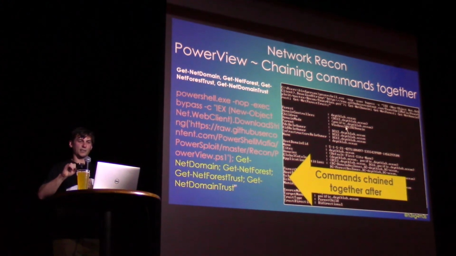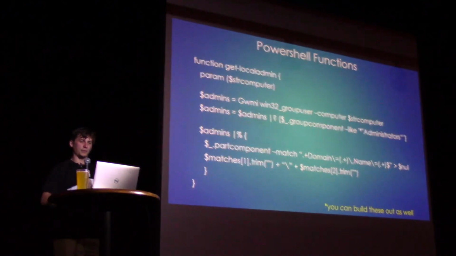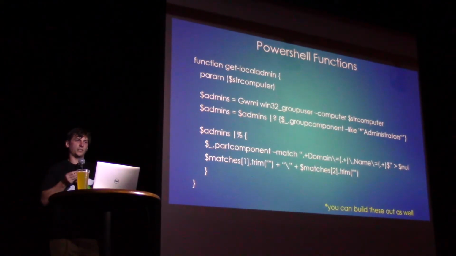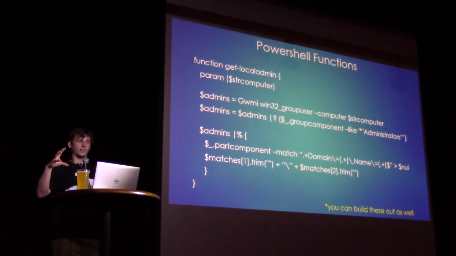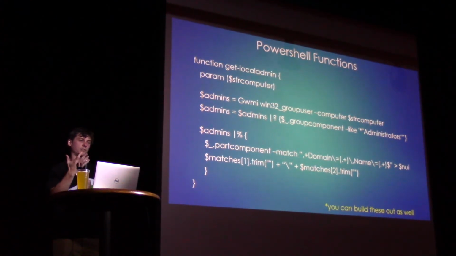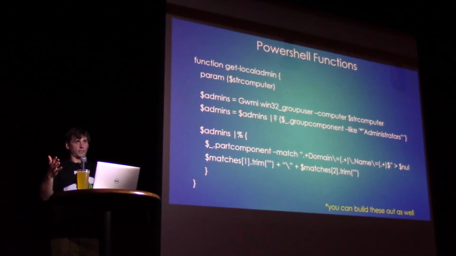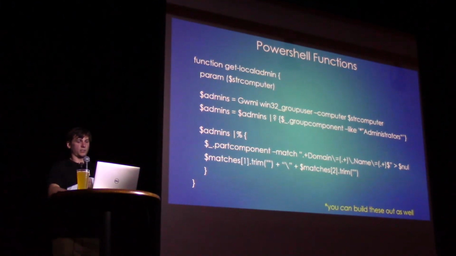cross-domain trust exploitation. That gets a little too deep, but I also wanted to mention that you can also just write these PowerShell functions right into PowerShell. You can compile them yourself, build the function, and then run it. This is an example of a get local admin that will query all the computers and try to find the administrators for those computers, see if you're in that group.